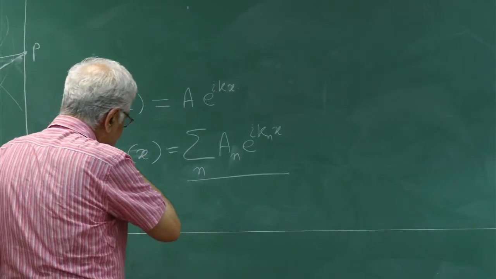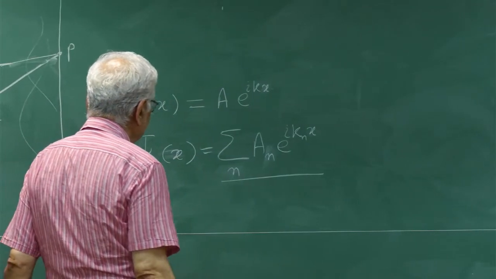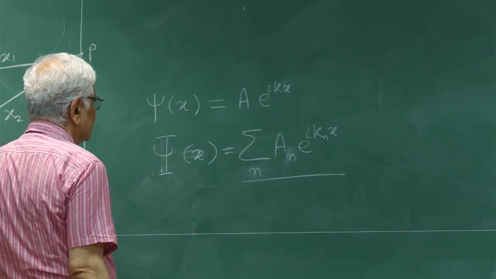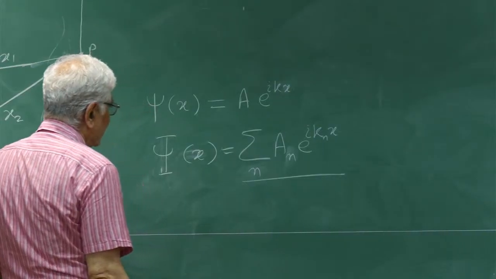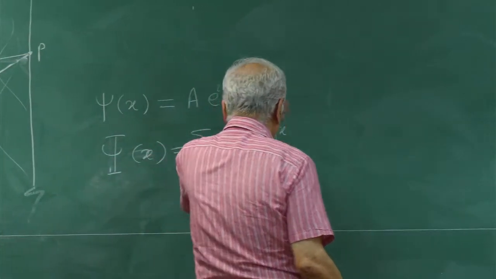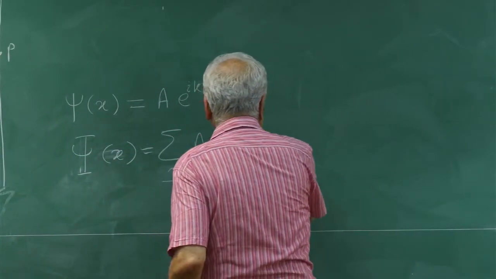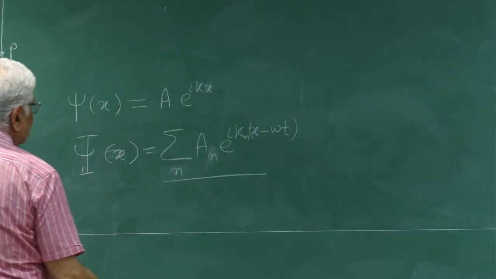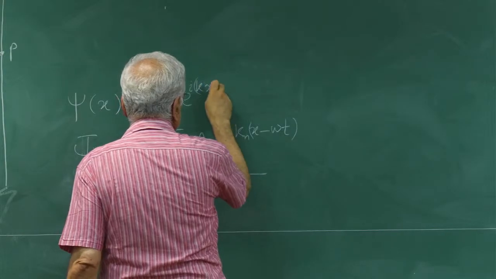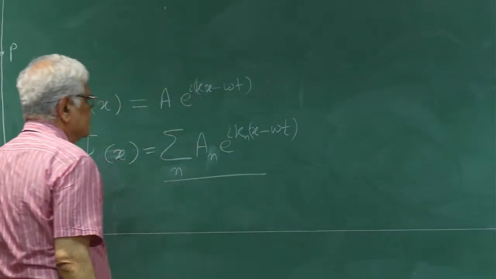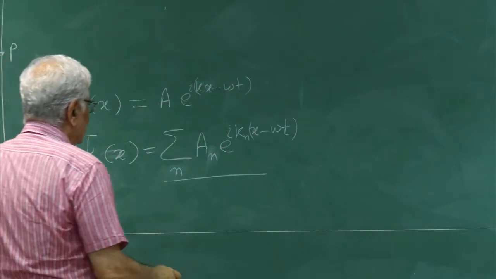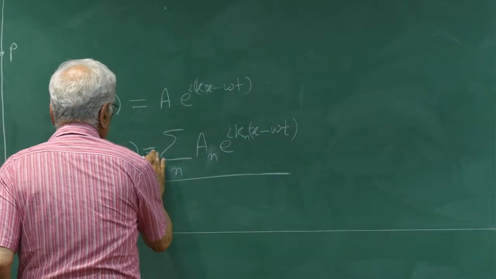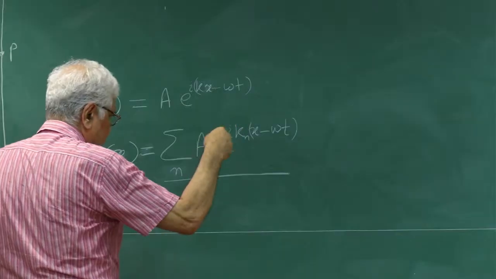So how does this psi relate to your observation, the interference pattern? How does this connect to the observed pattern?